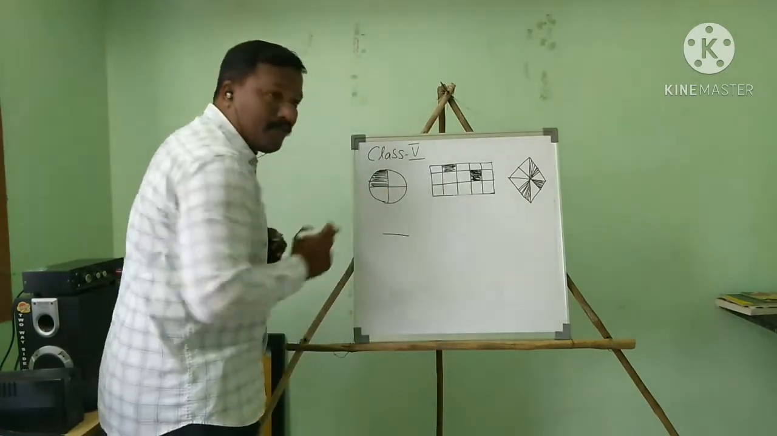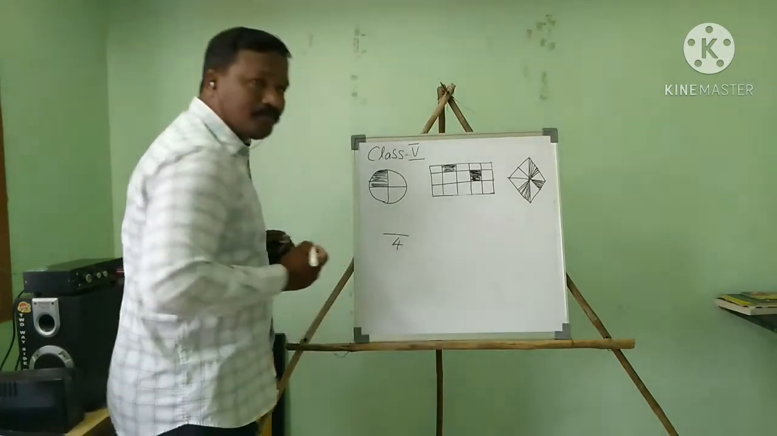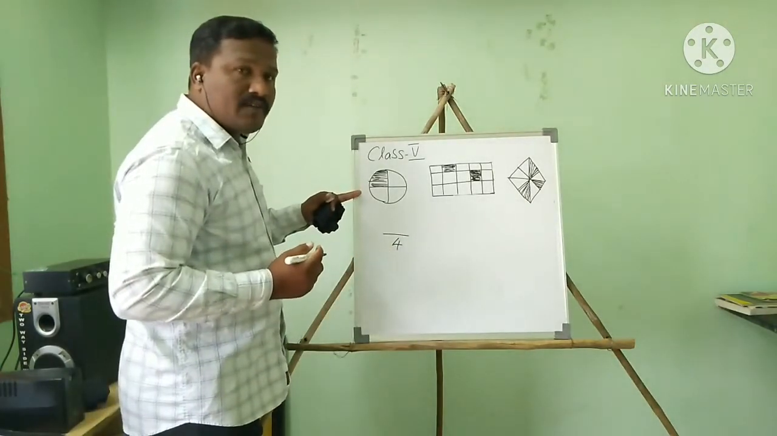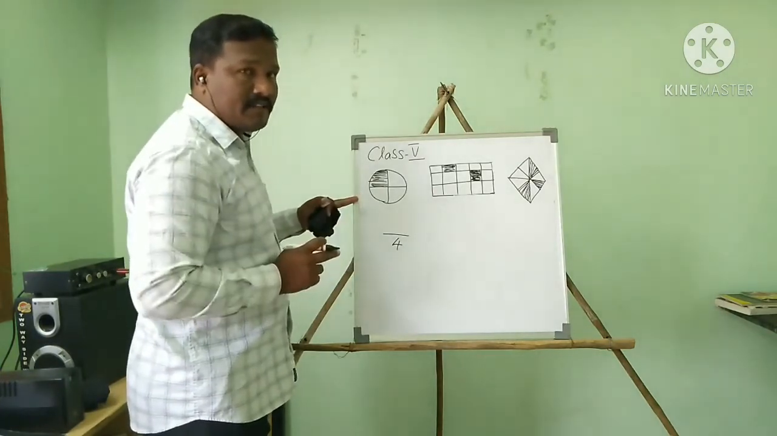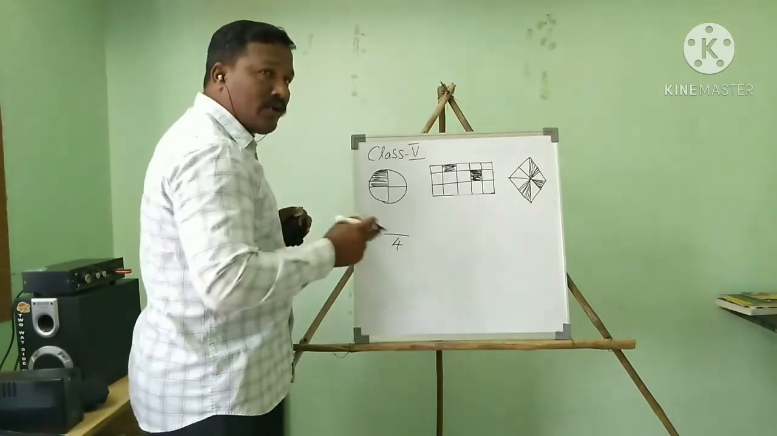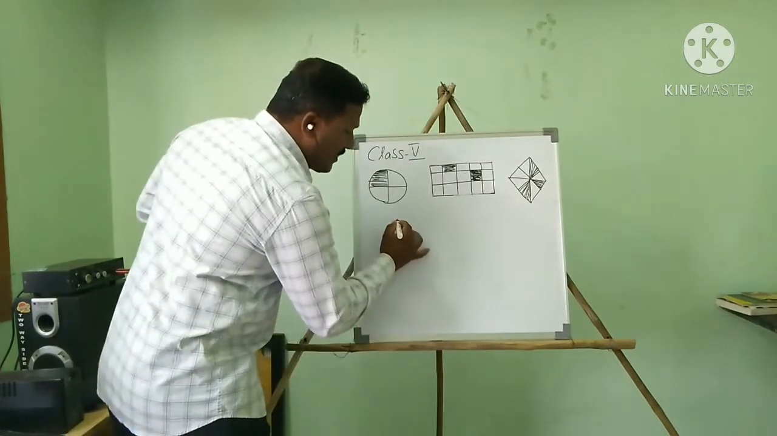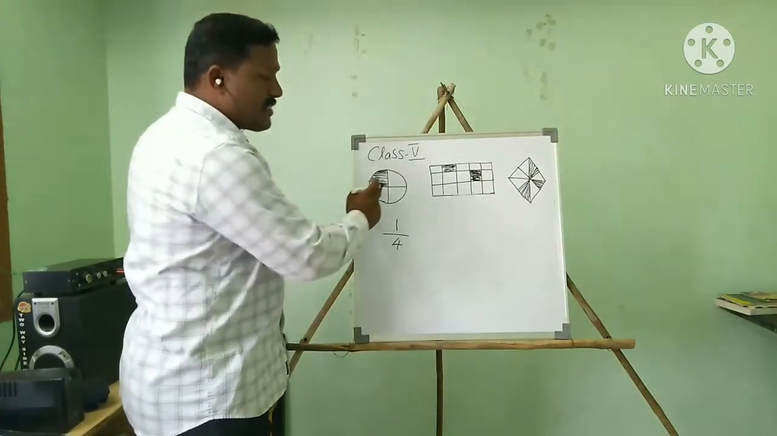The total number of parts you have to write as the denominator. You always start by writing the total number of parts as the denominator. So how many parts are shaded? Only one part is shaded. You have to write it as the numerator. So 1 upon 4, 1 by 4, is the answer for this diagram.